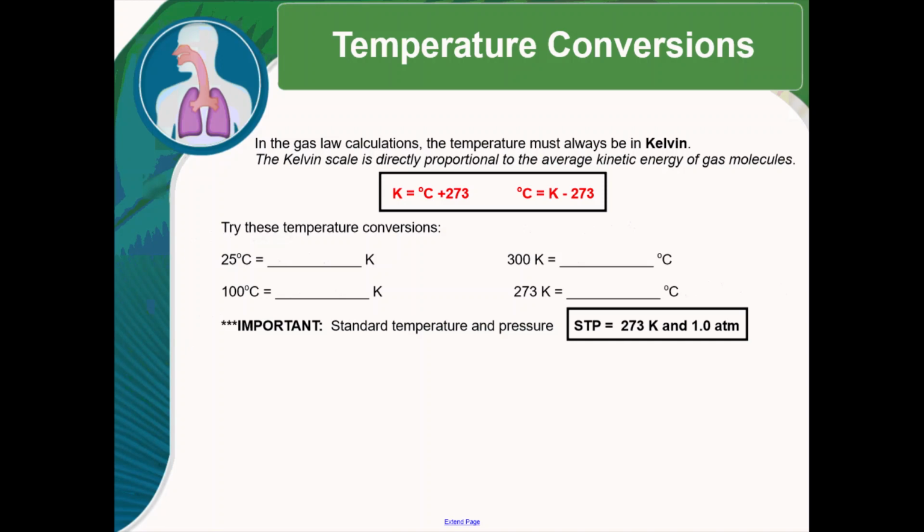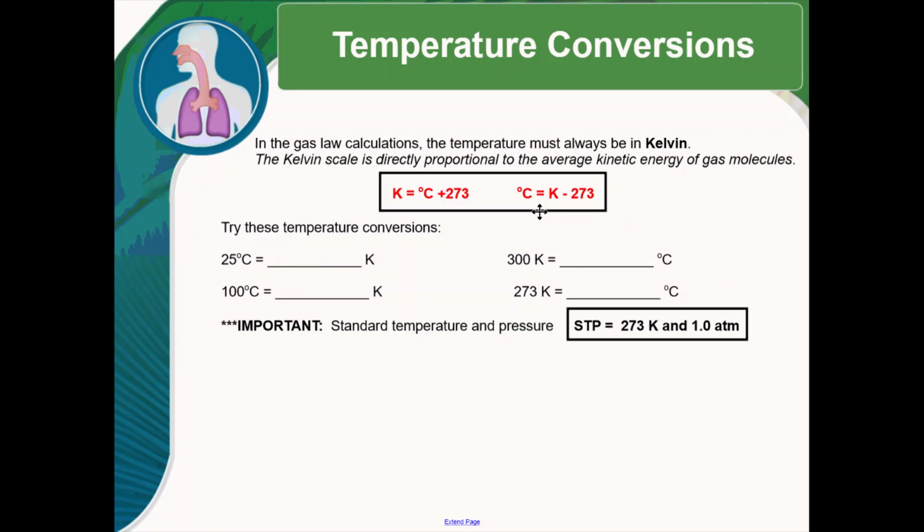The last thing we're going to talk about today is temperature conversions. In the gas law calculations that you will learn, the temperature must always be in a unit called Kelvin. This is because the Kelvin scale is directly proportional to the average kinetic energy of the molecules. 0 Kelvin represents absolute zero, meaning there is no motion at all. There are two formulas that we will give you for temperature conversions. The first is Kelvin is equal to temperature in Celsius plus 273. The second one is degrees Celsius is equal to Kelvin minus 273.